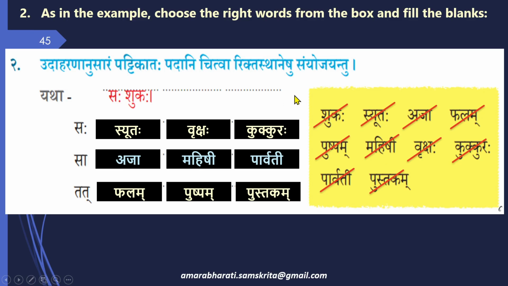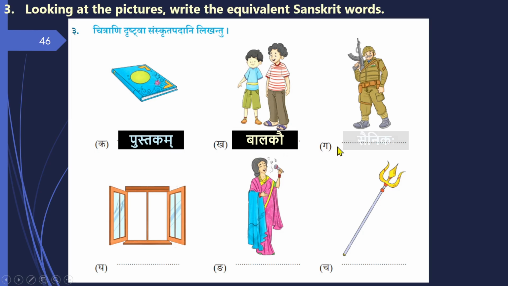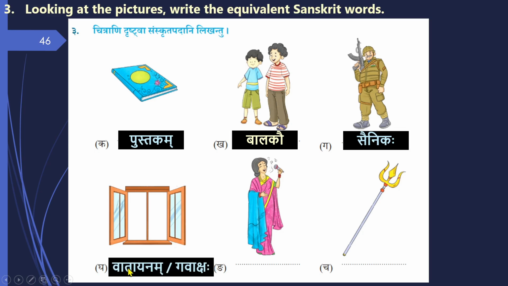Next one. Chitrani drishtva Samskrita padani likhantu. Looking at the pictures, write the equivalent Sanskrit words. So we'll write this. This is Pustakam. This is Balakau, 2 boys. Sainikaha, 3rd one. 4th one is a Vatayanam, a window or a Gavakshaha also. This is a Gaika, a singer. This is Trishulam.